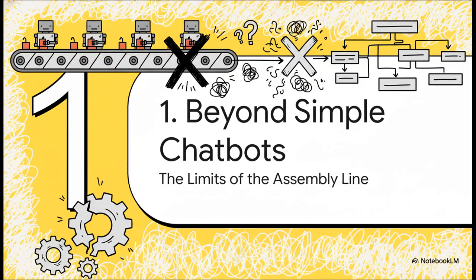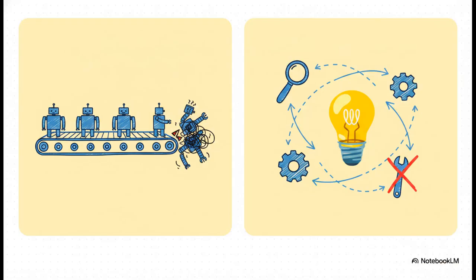Okay, so let's start with the big problem we're facing. A lot of the AI tools we're using today, they're like a rigid assembly line, you know? They're fantastic for one specific, predictable task. But the second a problem gets a little more complex or needs a few different steps, the whole system just grinds to a halt. It breaks. And this slide, right here, illustrates that shift perfectly.